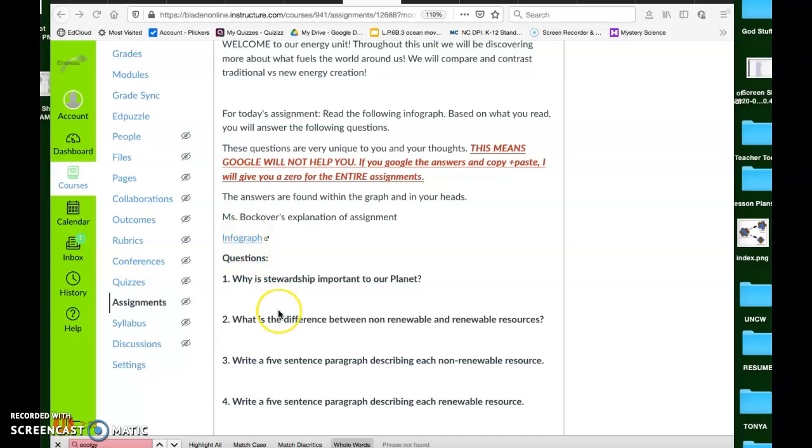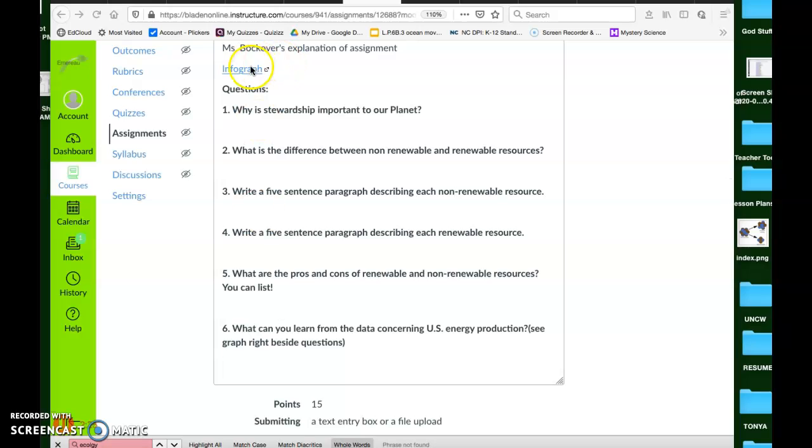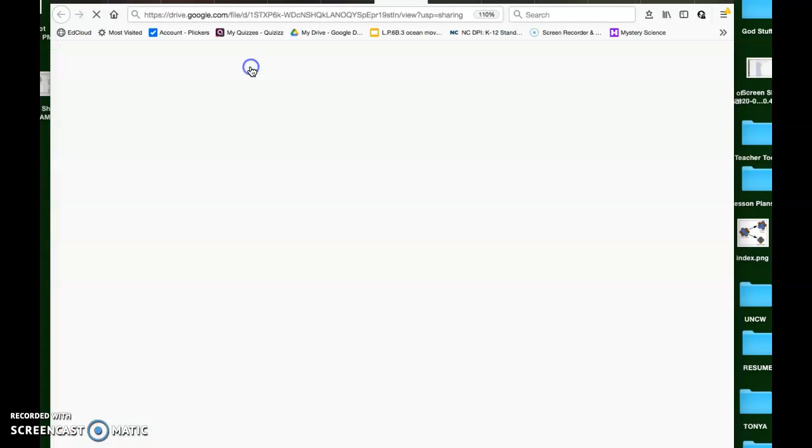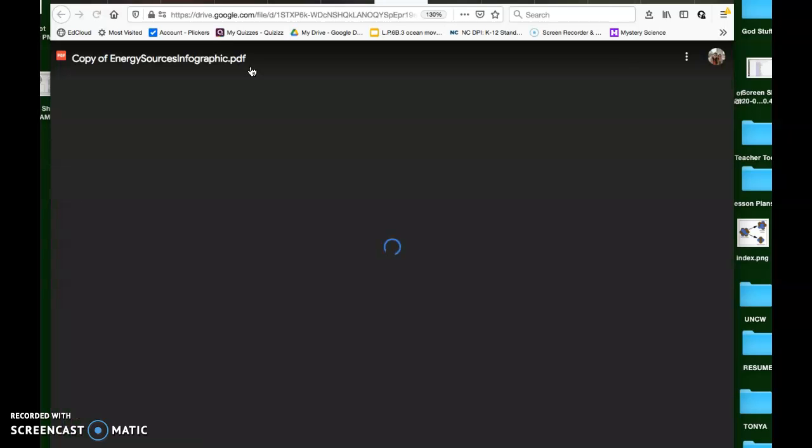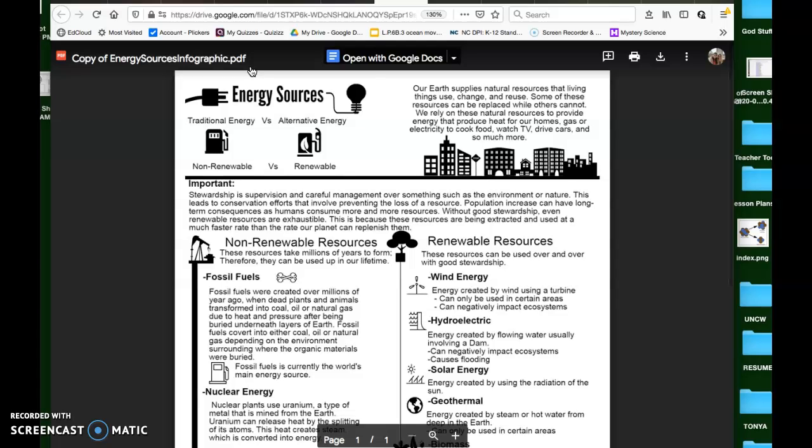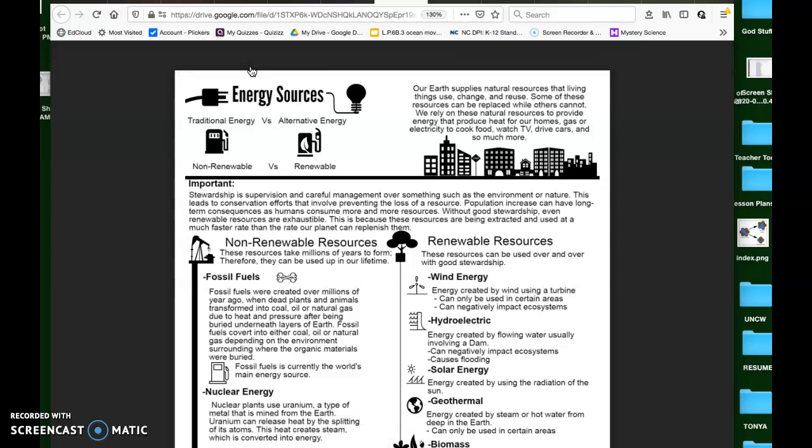So you'll click the infograph. Here are your questions right here. They're also listed on your infograph. And if you'll notice, questions 3 and 4 ask you to write a paragraph. I know we don't usually write a whole lot in science class, but it's something we need to get in the habit of. As scientists, we write all of the time to communicate what we're finding and understanding with the general public. So we need to get in the habit of writing as well.